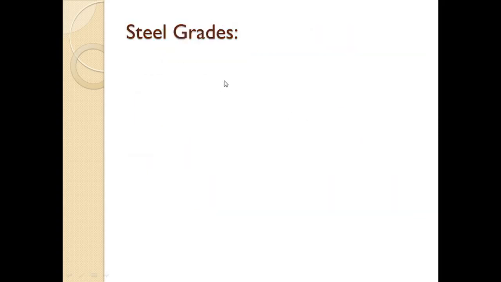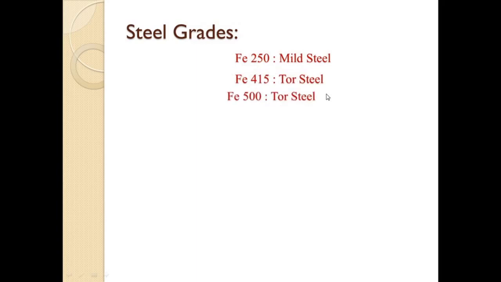The next point is steel grades. Different steel grades are used in the design of RCC sections. The first one is Fe250, that is mild steel. The second is Fe415, that is tor steel, and the third is Fe500, that is also tor steel. These three general steel grades are used for design. Fe250, mild steel, has now become obsolete, or we use it only for distribution steel. So we generally use Fe415 and Fe500 grade steels.